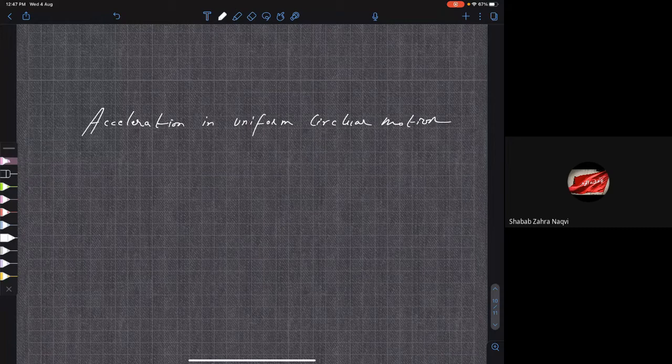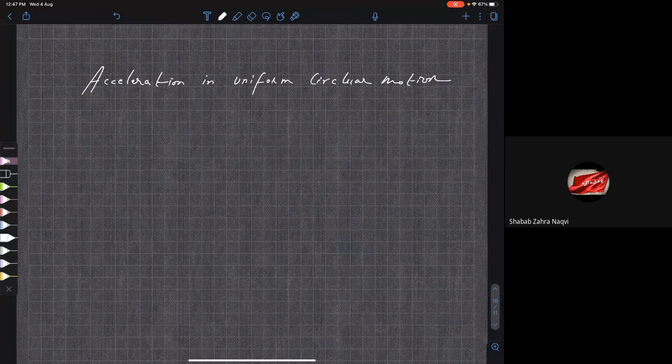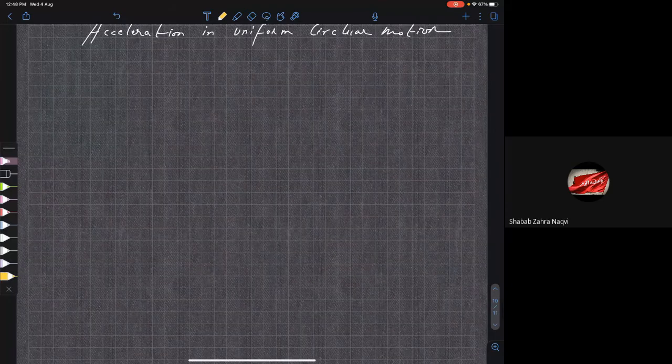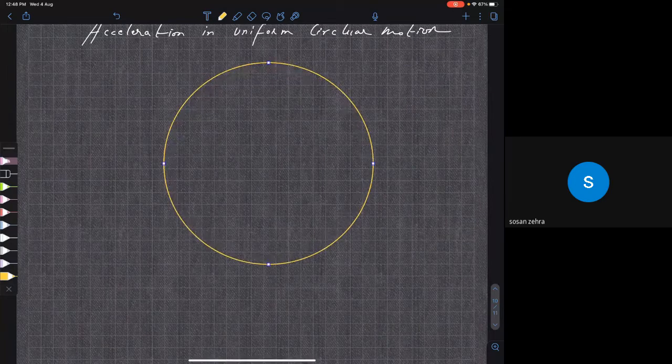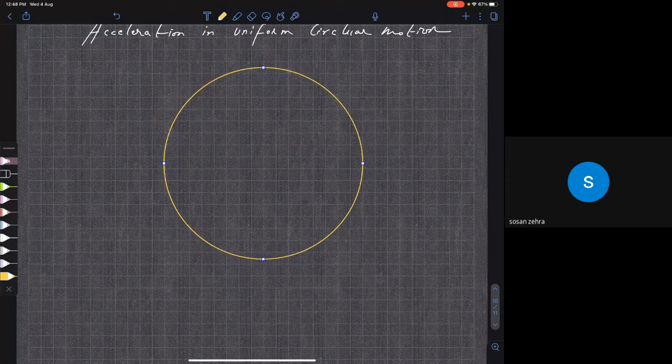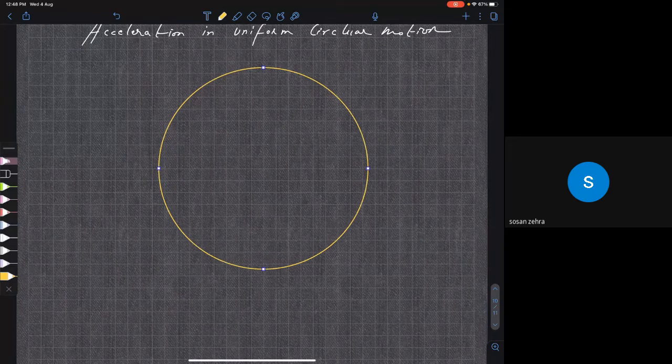Now tell me one thing, is acceleration constant or variable in uniform circular motion? Variable. Why? Because direction is changing continuously. Very good.